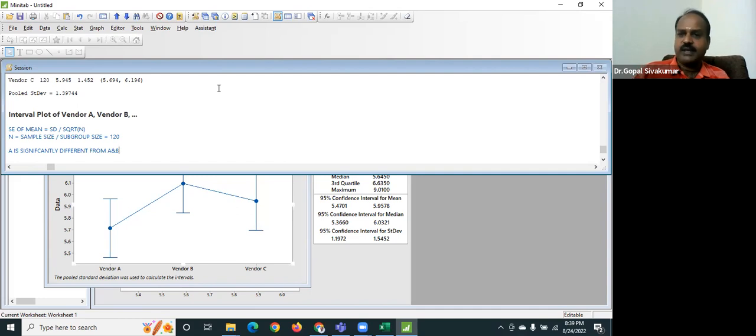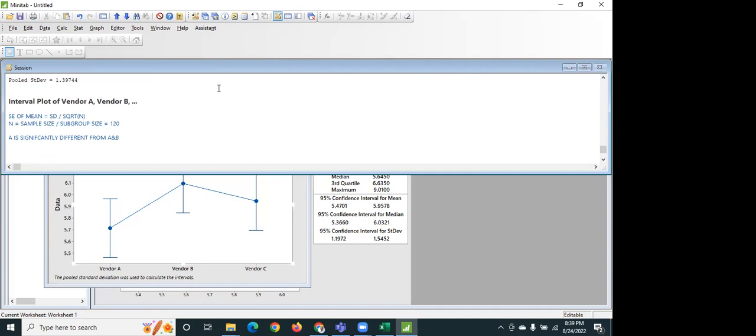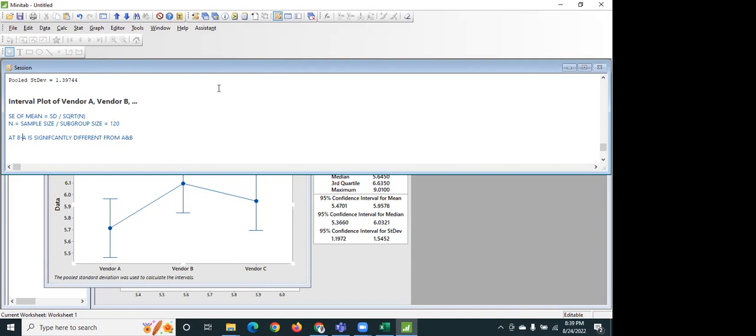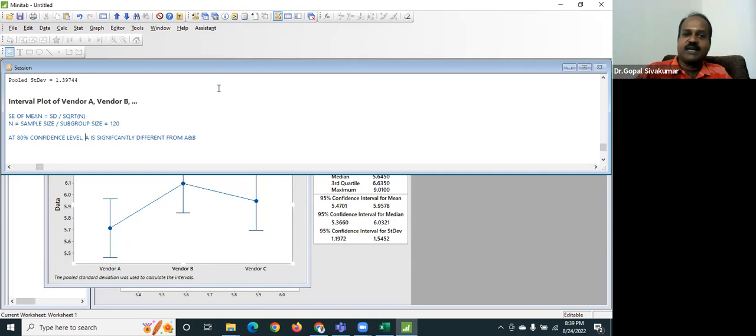What is the overlapping area I said? 20%. So when can I say this statement? The overlapping area is less than 5%. Yes, 80% confidence. At 80% confidence level, I will say that A is significantly different from A and B.